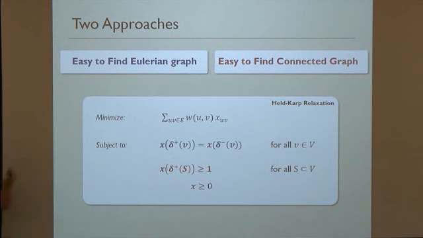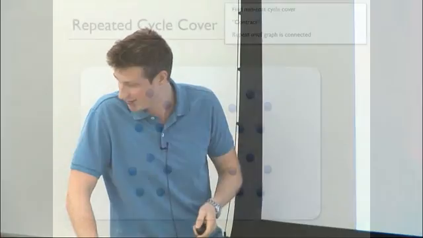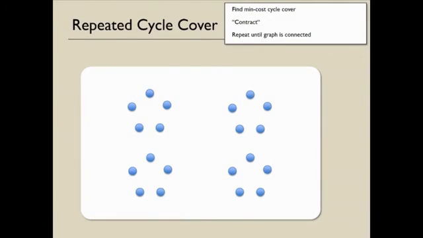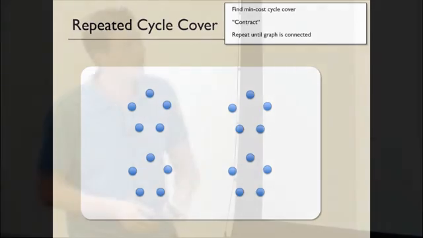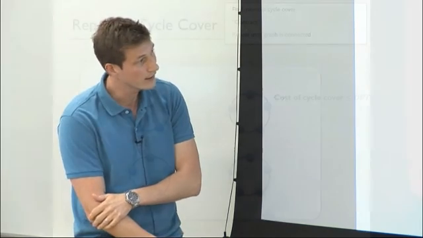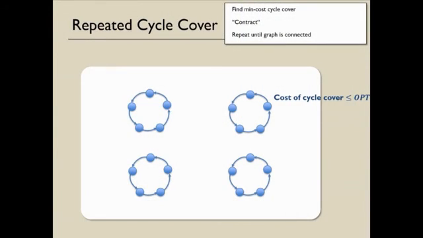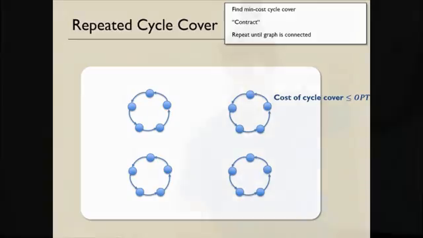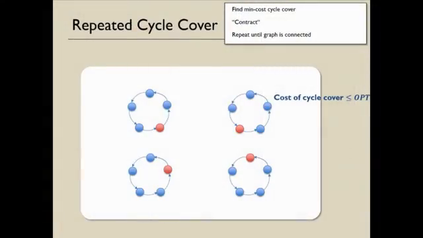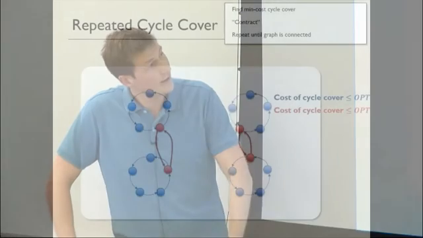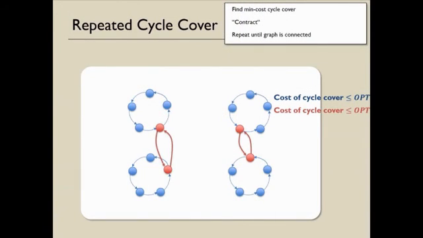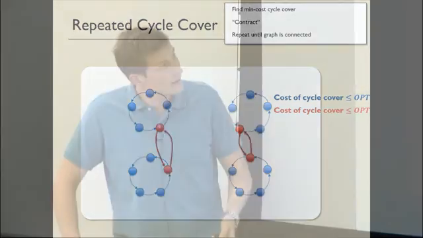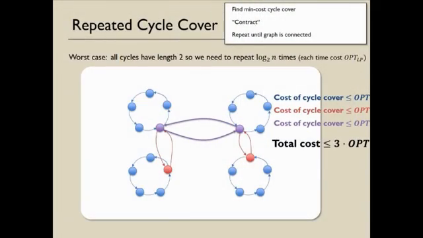Let's see what kind of algorithms you get by looking at it that way. If you drop connectivity, you get this very nice, easy to understand repeated cycle cover algorithm. We have our graph. Now find a min cost cycle cover, which has cost at most opt, not so hard to see because opt is one specific cycle cover. But the graph is not connected, so you find a representative in each component, find a cycle cover, cost again at most opt, and repeat. So here you have total cost at most 3 times opt.